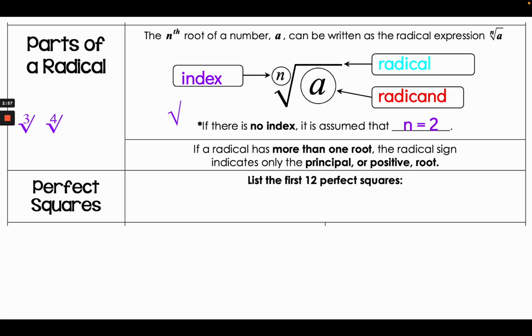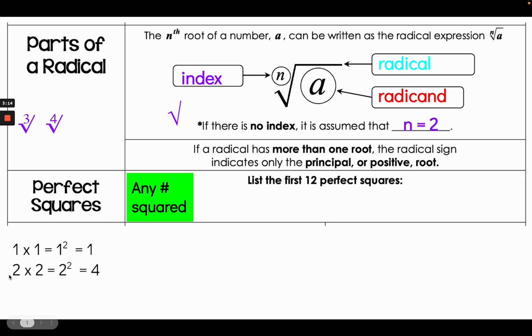Now, perfect squares. A perfect square is going to be any number that has been squared. So here we have 1 times 1 is 1 squared equals 1. 2 times 2 is 2 squared equals 4. 3 times 3 is 3 squared equals 9. So it's any number multiplied by itself. It will become a perfect square.